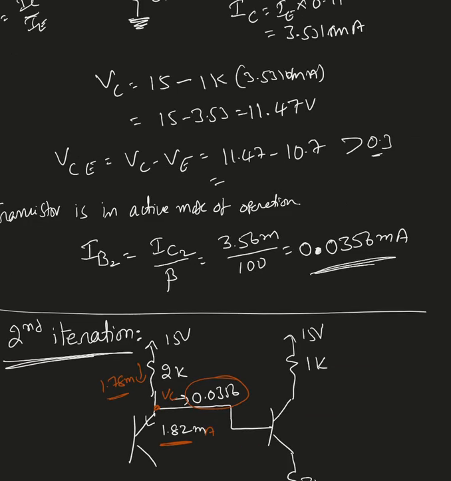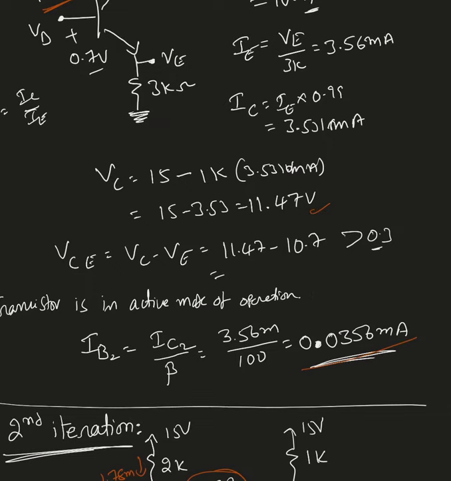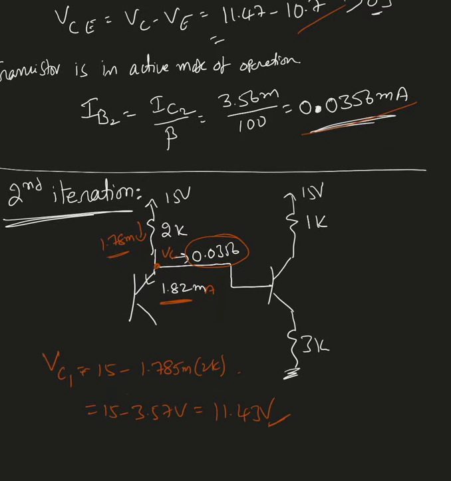I'm pretty sure the values are not going to have too big a difference. Most probably your IB2 is the same and your VC is going to be almost the same. So I'm not going to complete the second iteration. If there were a big difference, like if this voltage changed from 11.4 to 12 volts or 10 volts, then I would have continued, but the difference is not too big, so I'm going to stop the second iteration here.